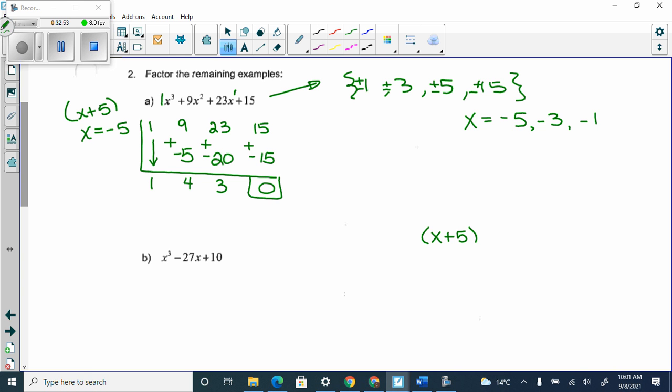Okay? Then we get 1x squared plus 4x plus 3. And then we factor it. What times what equals 3? What plus what equals 4? 3 and 1. We get x plus 3, x plus 1.